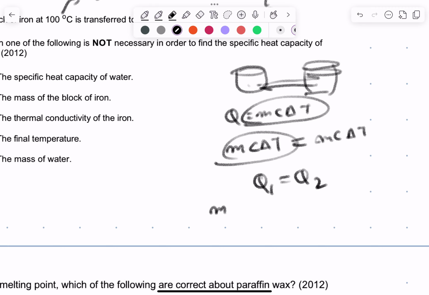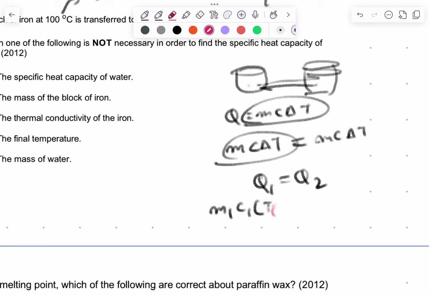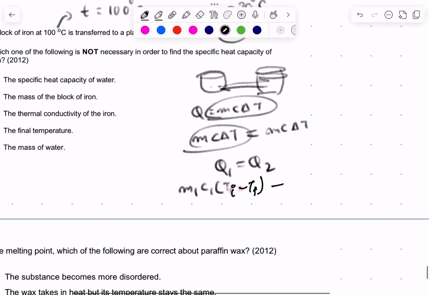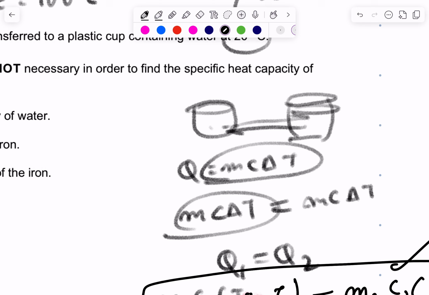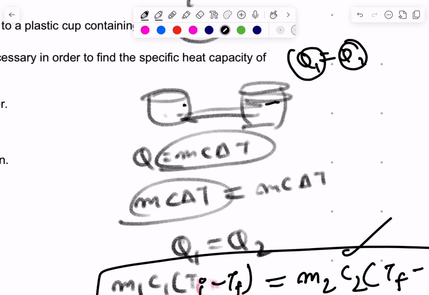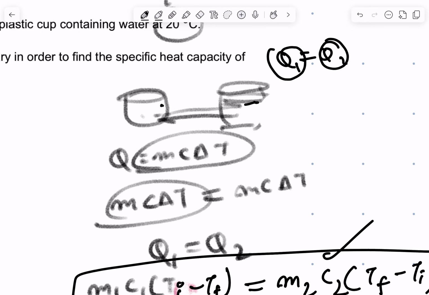So it will be M1 C1 initial temperature minus T final, and M2 C2 final temperature minus initial temperature. I hope this is quite relatable to what we have learned for specific heat capacity, but the situation is quite different. When there are two objects, simply relate them both. Q1 is equal to Q2, and you know the formula of Q. In the same way, you can also relate MC delta T to ML if necessary. So learn how to relate things.